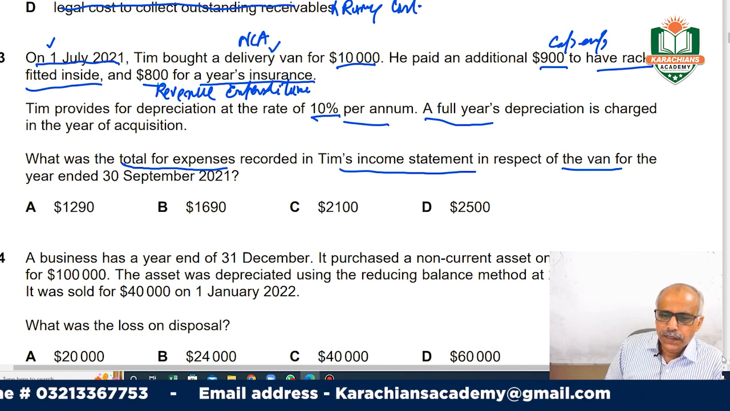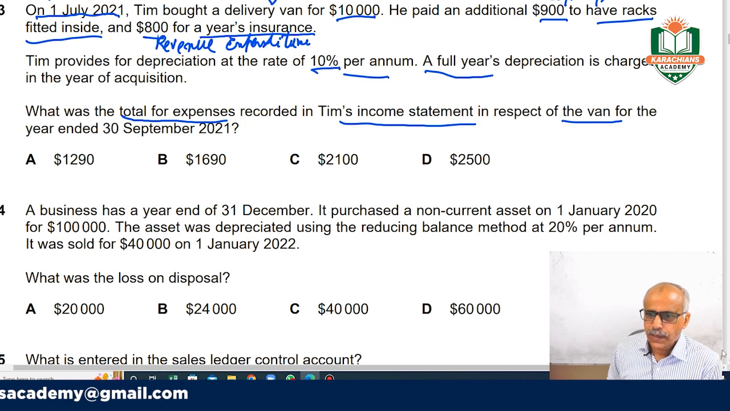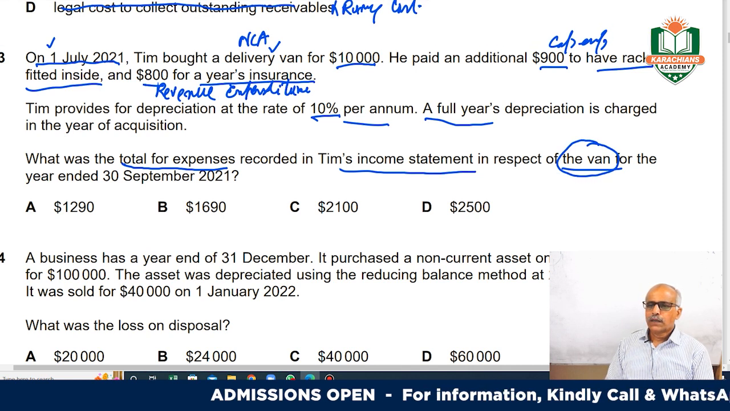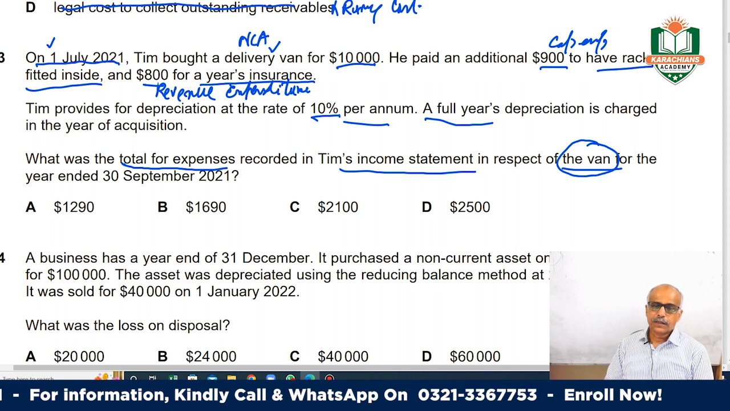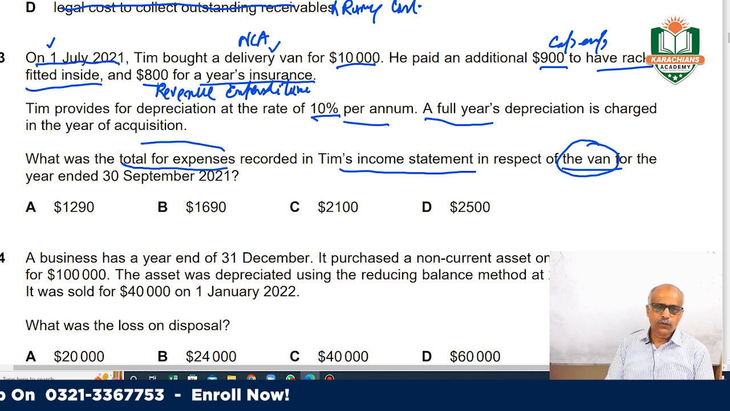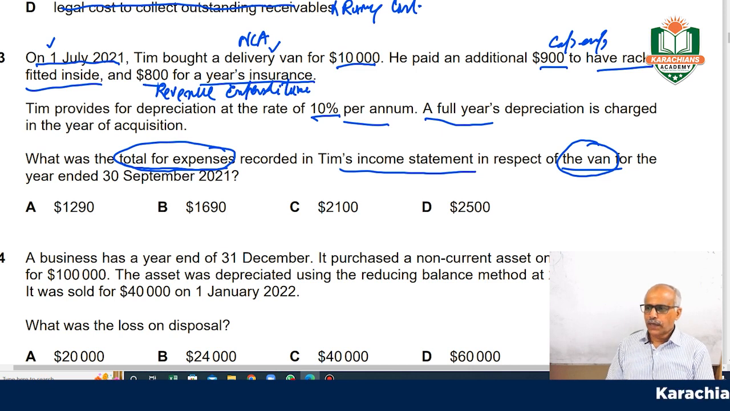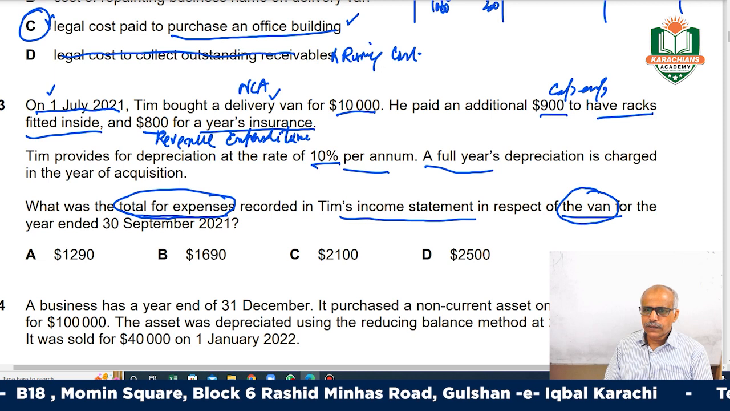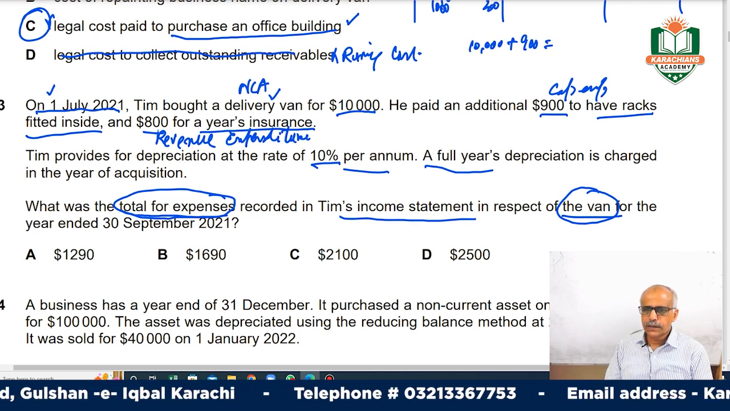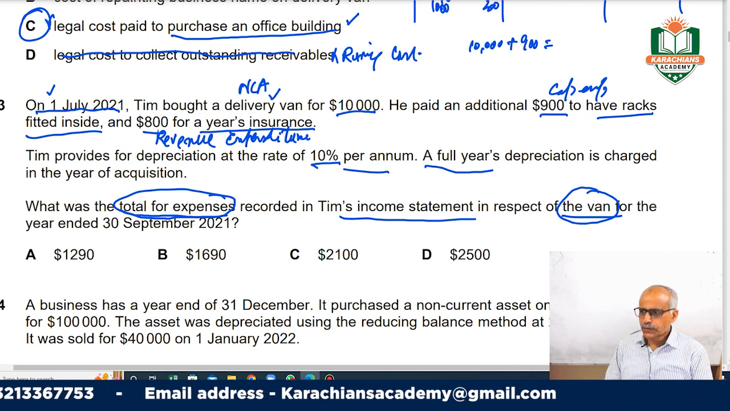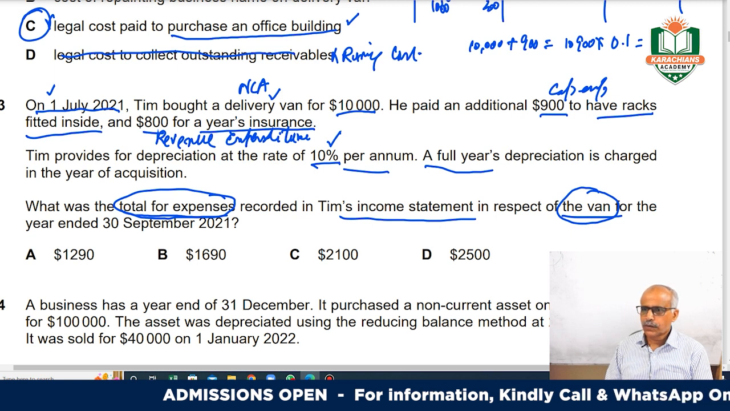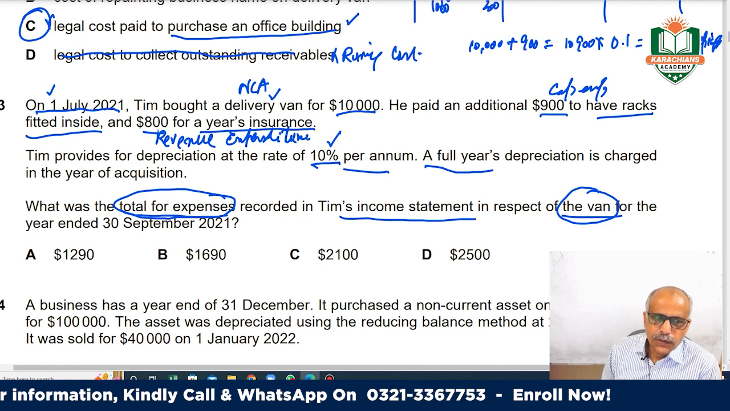Okay, actually we do calculate one thing. We will do it here. I will explain you. Very carefully see what he is saying, and he is saying the expenses in respect of the van which will be charged to the income statement, total of those expenses. Okay, if I see, 10,000 is your cost, plus 900, this one. So this is 10,900, and you have to charge 10% depreciation. Depreciation 10% will equal 1090. This is your depreciation expense, right? This is one expenditure.